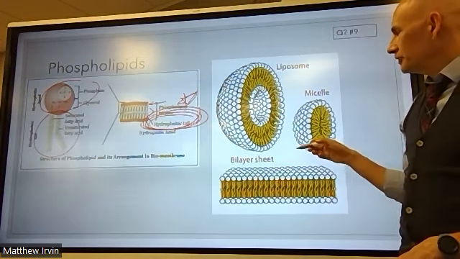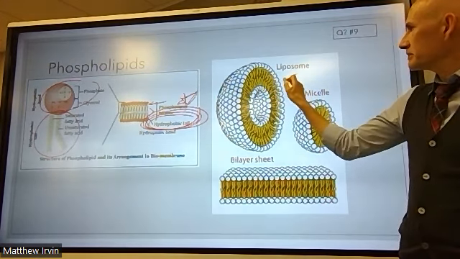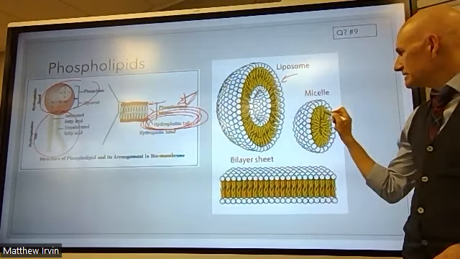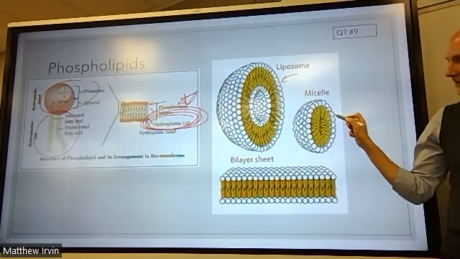And so when you put them together, you can get a liposome. This is basically just half of a cell. A micelle is when you don't have a double layer, just a single layer.